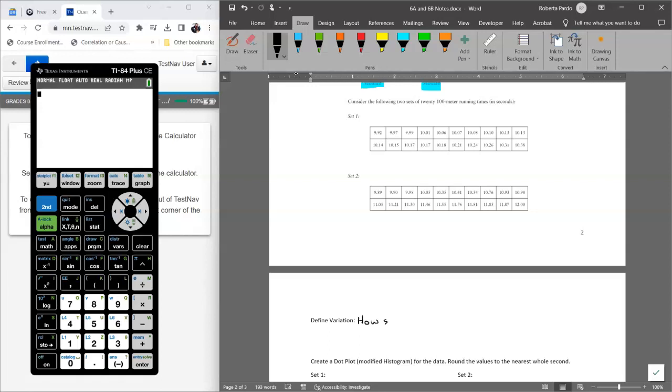How spread out the data is to the entire data set.